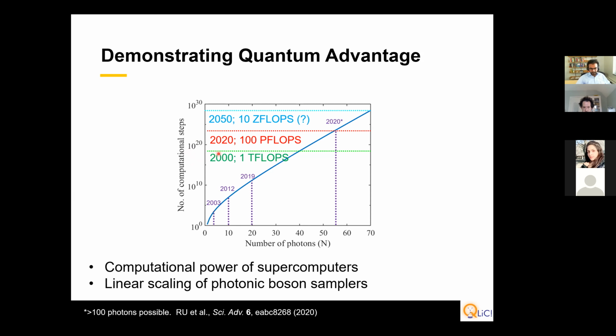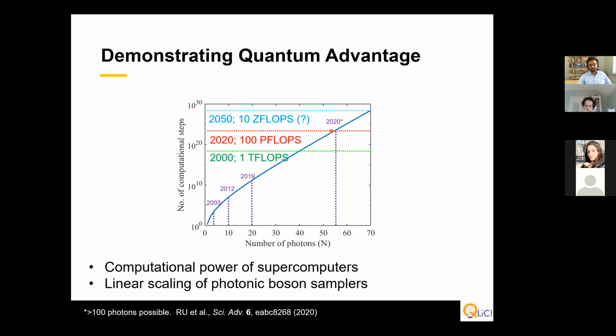Now, let me first draw your attention to these green, red, and blue lines, which I marked as 2000, 2020, and 2050. This number tells us the capacity of the fastest supercomputer in existence in this particular year. So in 2000, we had a teraflop peak capacity supercomputer, which we could use to calculate a permanent of about a 39 by 39 matrix.